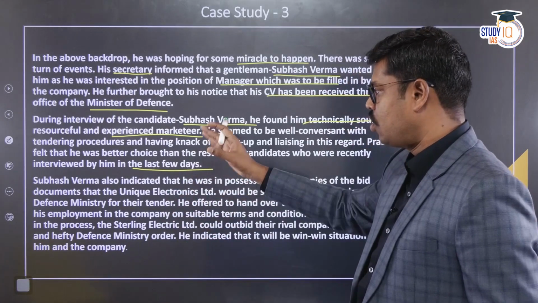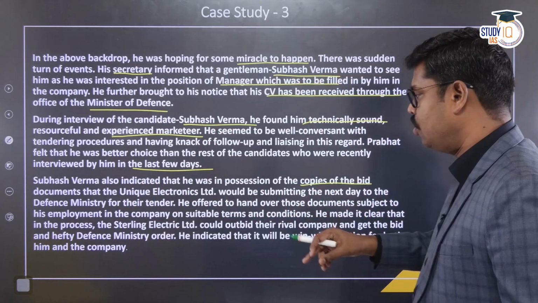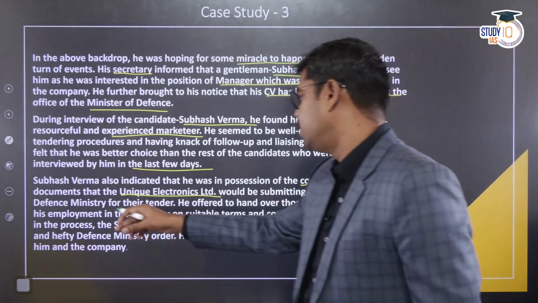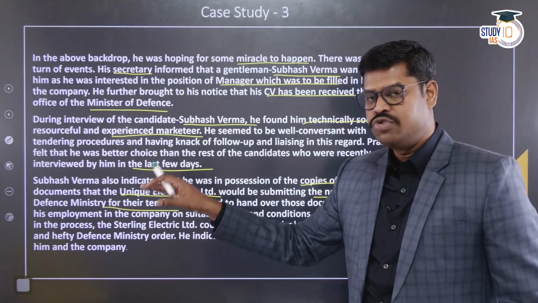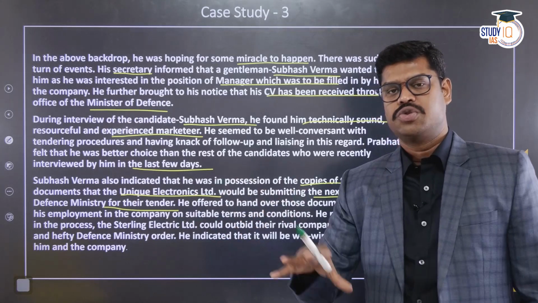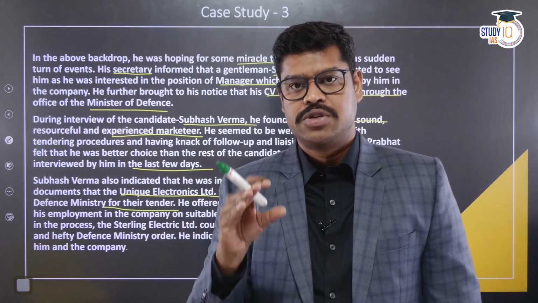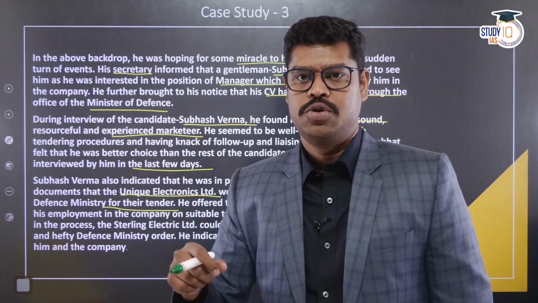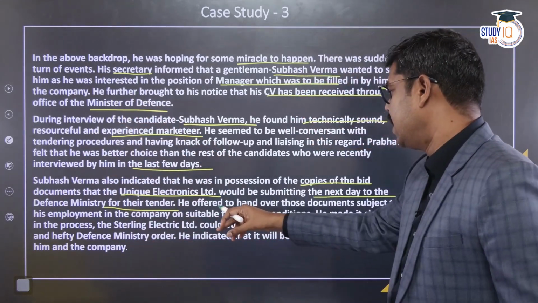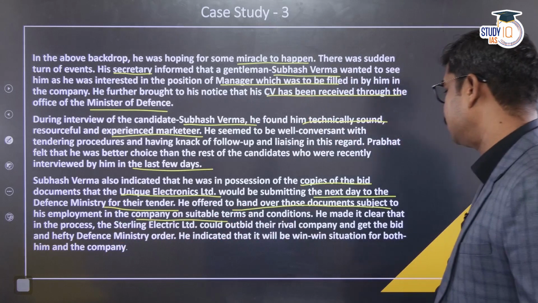Subhash Verma also indicated, on top of that, that he was in possession of the copies of the bid documents that the Unique Electronics Limited would be submitting the next day to the Defence Ministry for their tender. As of now, Subhash is part of the Unique Electronics Limited, and they are also bidding for this project, and he was closely associated with that particular bidding, and so he knows the insider information, he knows the bidding details. So, Mr. Subhash is offering this detail will be revealed to Mr. Prabhat if he is offered a job in his company. So, you will understand that. He offered to hand over these documents subject to his employment in the company on suitable terms and conditions.